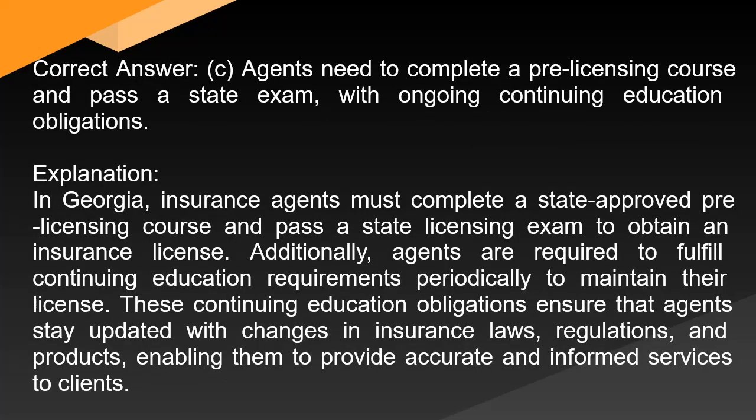Correct answer. C. Agents need to complete a pre-licensing course and pass a state exam, with ongoing continuing education obligations. Explanation. In Georgia, insurance agents must complete a state-approved pre-licensing course and pass a state licensing exam to obtain an insurance license. Additionally, agents are required to fulfill continuing education requirements periodically to maintain their license. These continuing education obligations ensure that agents stay updated with changes in insurance laws, regulations, and products, enabling them to provide accurate and informed services to clients.